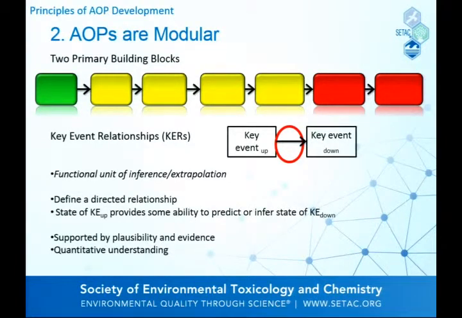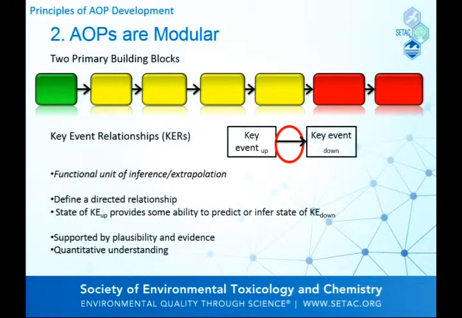So these key event relationships are basically depicted as these arrows in the standard AOP diagram. And people tend to put a lot of emphasis on the key events because they're these big boxes and they have text in them and whatever. But really it's these edges, these arrows between those key events that are really the heart of the AOP in terms of its predictive application.